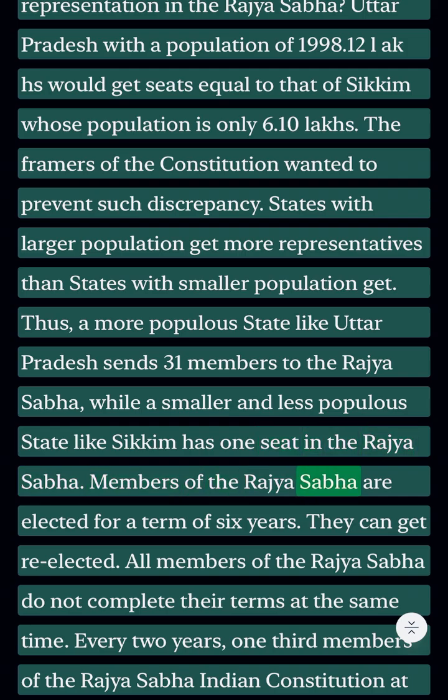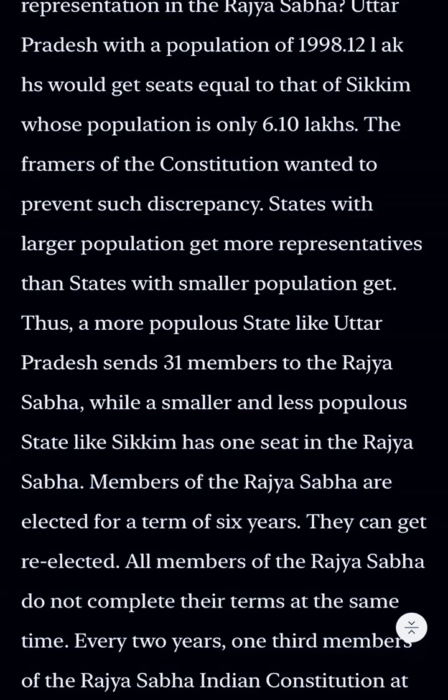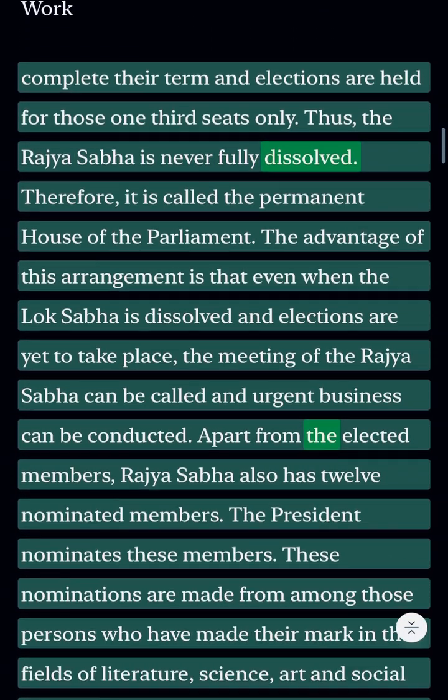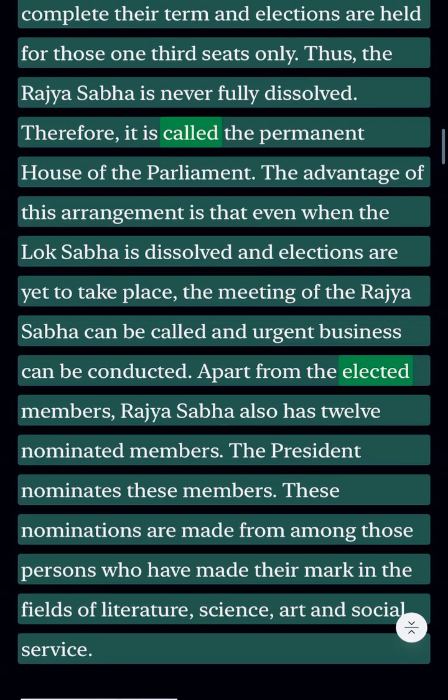Members of the Rajya Sabha are elected for a term of 6 years. They can get re-elected. All members of the Rajya Sabha do not complete their terms at the same time. Every 2 years, 1/3 of the members of the Rajya Sabha complete their term, and elections are held for those 1/3 seats only. Thus, the Rajya Sabha is never fully dissolved. Therefore, it is called the permanent house of the Parliament.